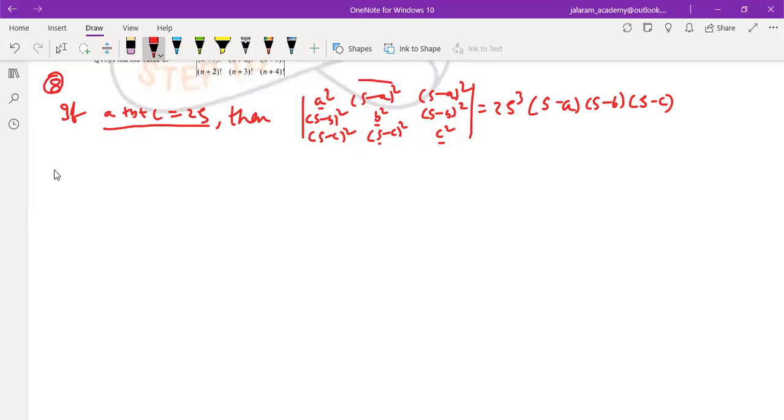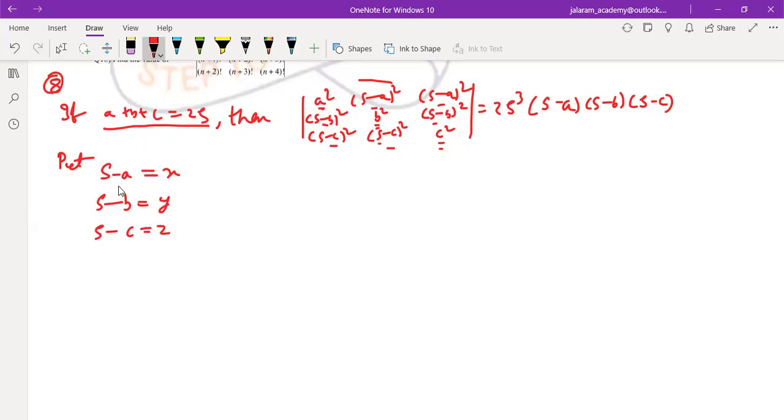For this, put s minus a equals x, the second s minus b equals y, and the third s minus c equals z. So we can now write a square, x square, x square; y square, b square, y square; z square, z square, c square. If you write it as it is, now it has 6 parameters, x, y, z, and a, b, c. Means we have to now convert a, b, c also in terms of x, y, and z.